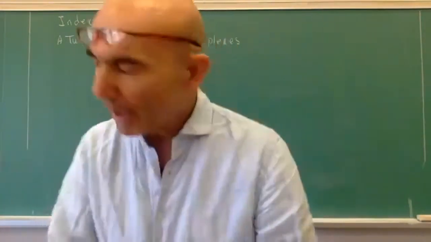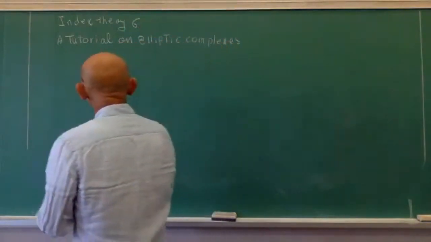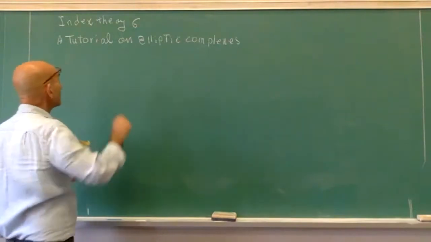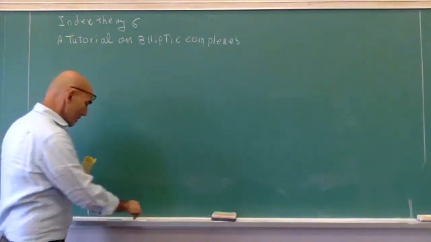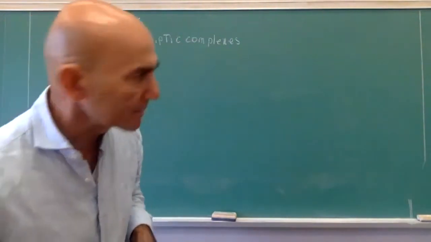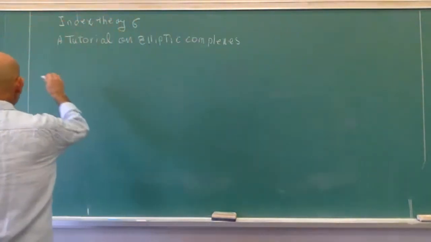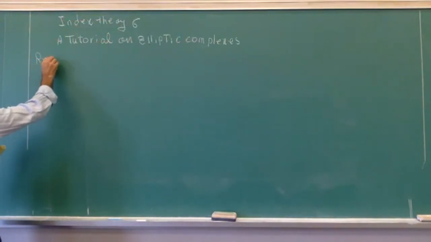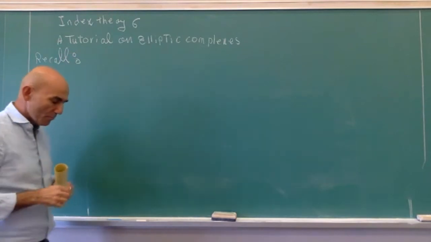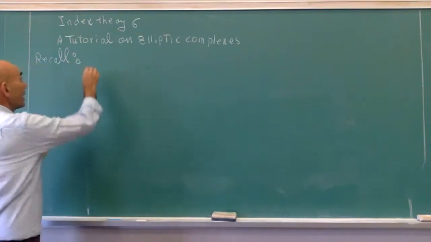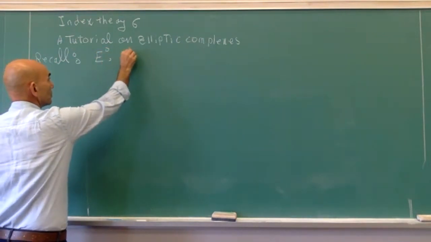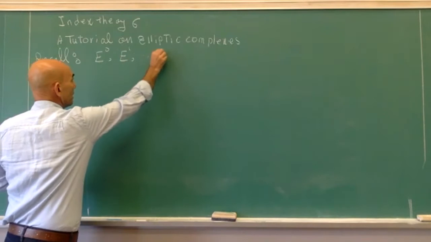Very good. So remember, I promised to do a tutorial on elliptic complexes. So this is index theory 6. So without much introduction, let's start. So let us recall. So recall elliptic complexes. So I said, imagine you have complex vector bundles E0, E1, En.